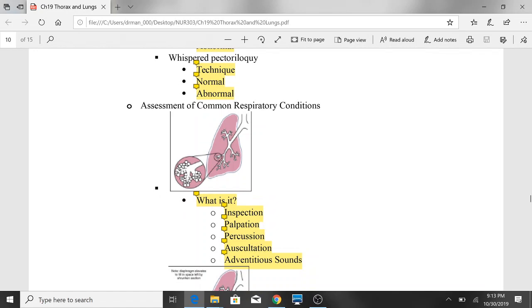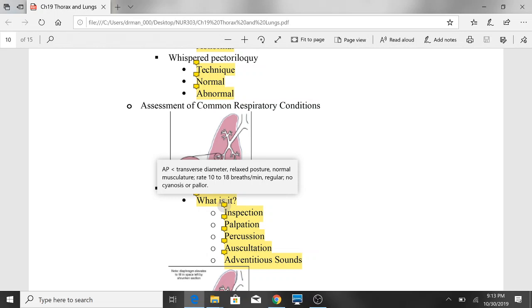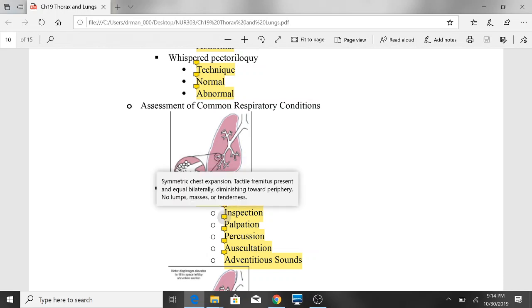Let's look at some common respiratory conditions. This is actually a normal lung. Upon inspection of the person's normal lung, you'll see the anteroposterior diameter is less than the transverse. The person will have a relaxed posture, normal musculature. The rate would be 10 to 18 breaths per minute, regular, no cyanosis or pallor. When we palpate them, what do you think that's going to be? Symmetric chest expansion, tactile fremitus present and equal bilaterally, diminishing toward the periphery, no lumps, masses or tenderness.